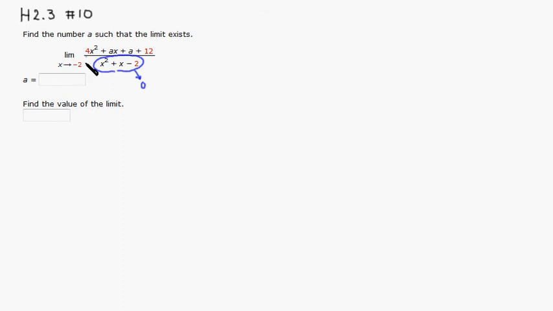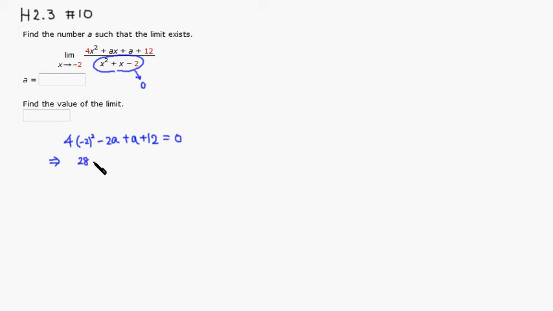So when you plug in, you're going to have 4 times (-2) squared, and a minus 2a plus a plus 12, right? That has to be equal to 0. Which means that, let's see, (-2) squared is 4. 4 times 4 is 16. Then 16 plus 12 would be 28.